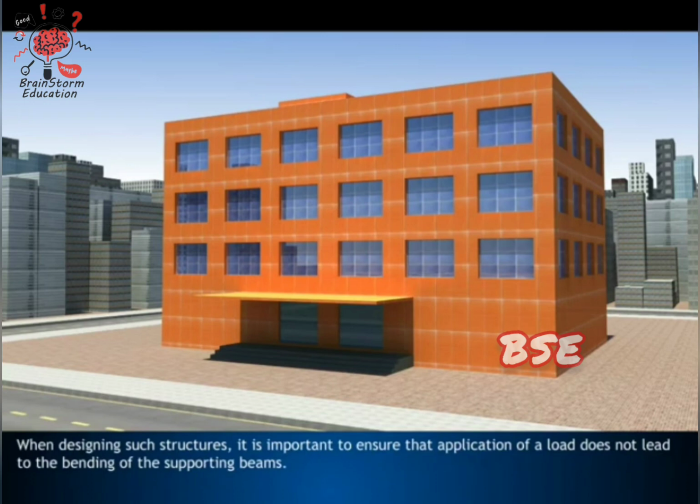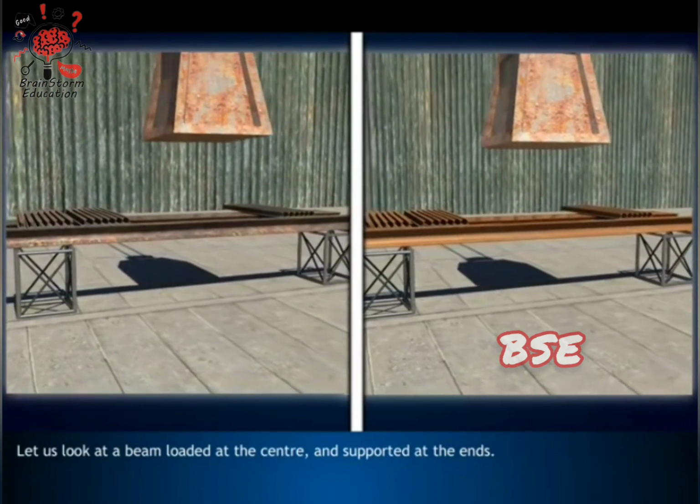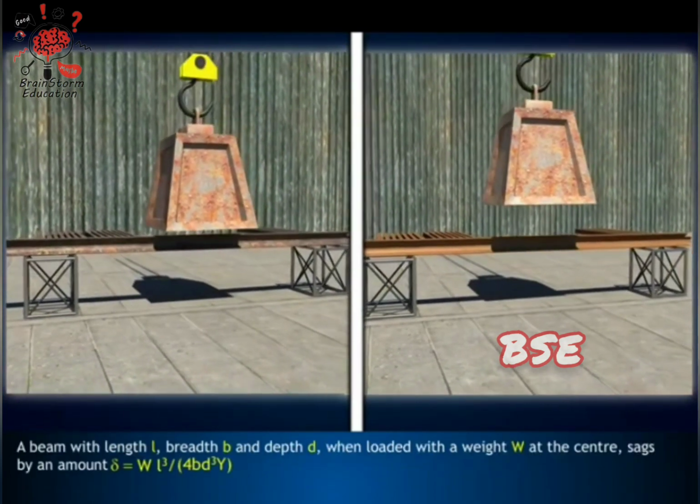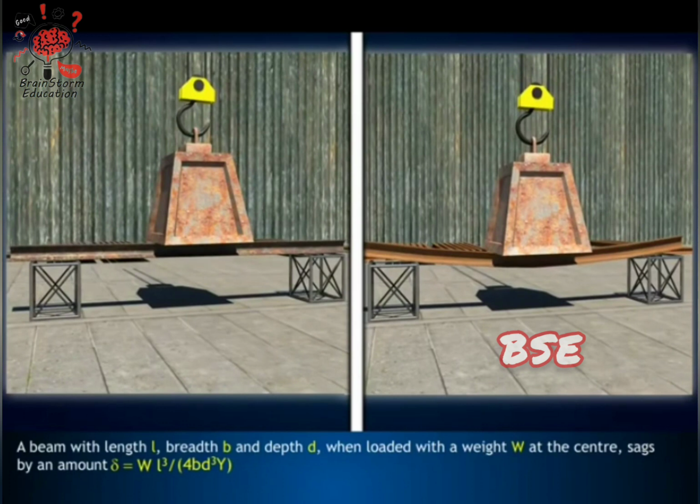When designing such structures, it is important to ensure that application of a load does not lead to the bending of the support beams. Let us look at a beam loaded at the center and supported at the ends. A beam with length L, breadth B, and depth D, when loaded with a weight W at the center, sags by an amount delta equal to WL cubed divided by 4BD cubed Y.